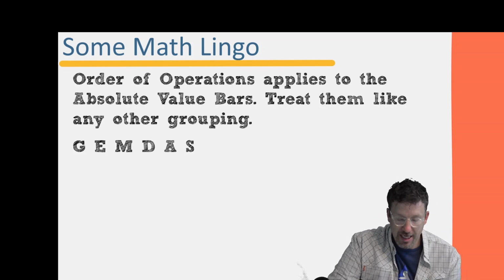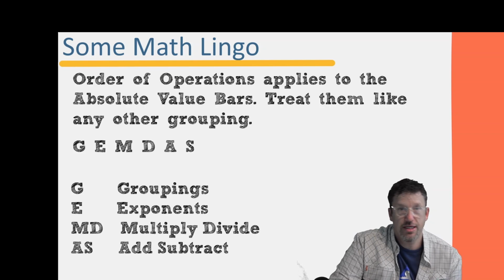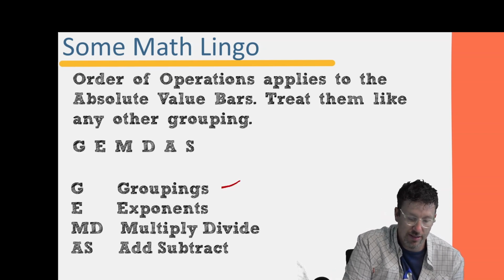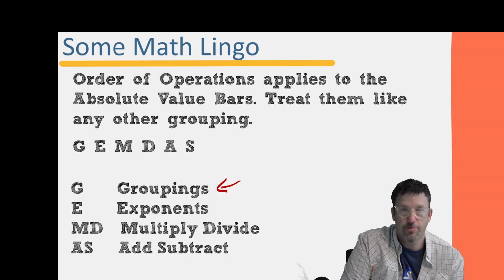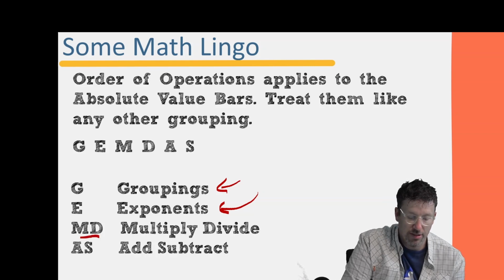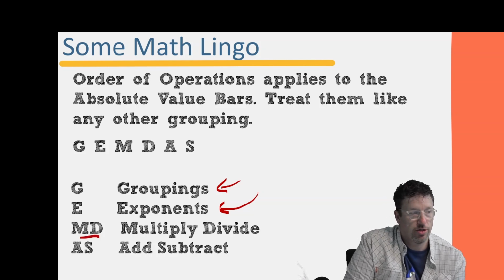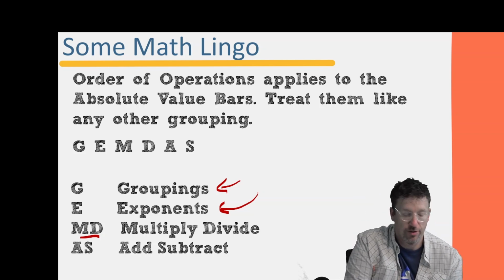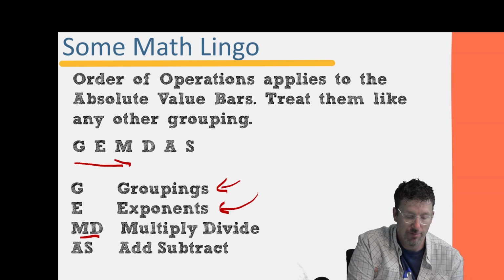So what does GIMDAS stand for? Well, G stands for groupings. E stands for exponents. So we do anything inside of the groupings first, and exponents or square roots or anything like that second. And then I put multiplication and division beside each other because we don't do multiplication first and then division. We do whichever one we see first, like we were reading a book. Whichever one we come to first.